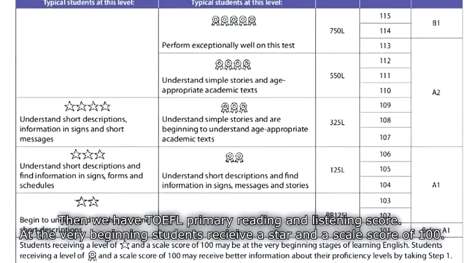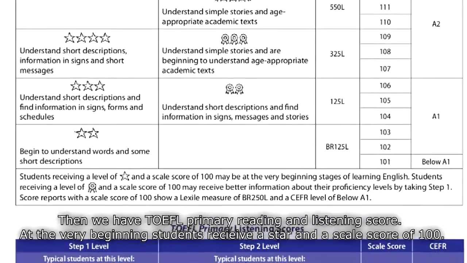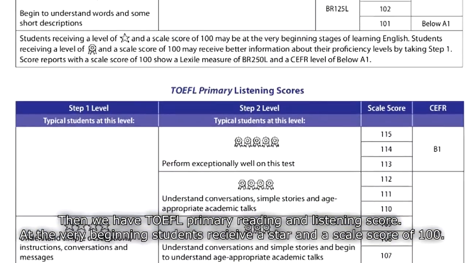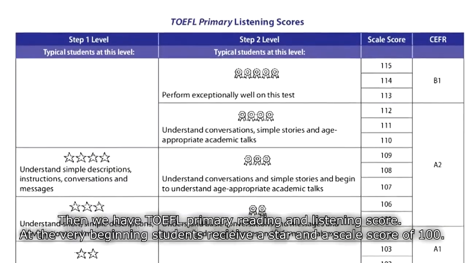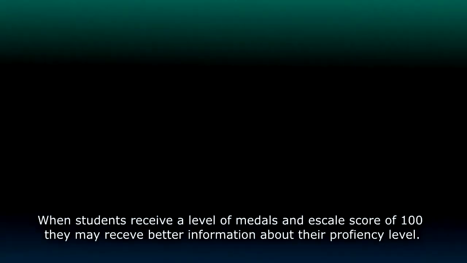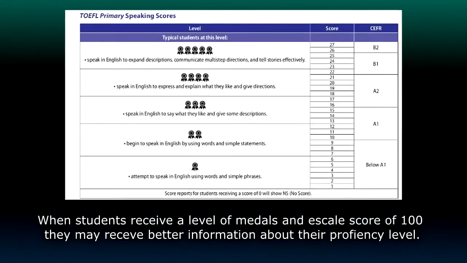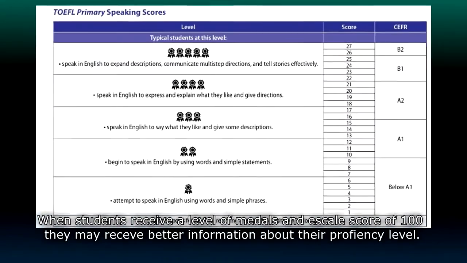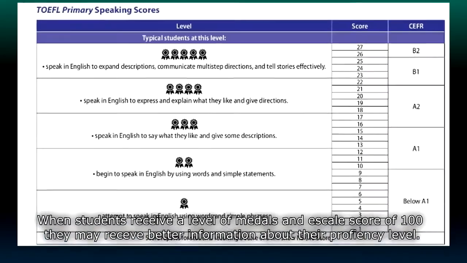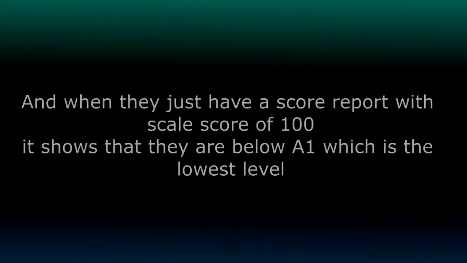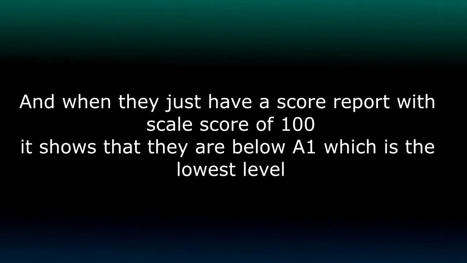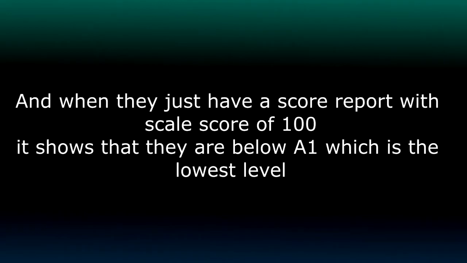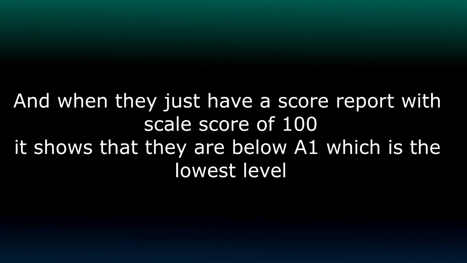Then we had the TOEFL Primary Reading and Listening score. At the very beginning, students received a star and a scale score of 100. When students receive a level of medals and a scale score of 100, they might receive better information about their proficiency level. And when they just had a score report with a scale score of 100, it shows that they are below A1, which is the lowest level.